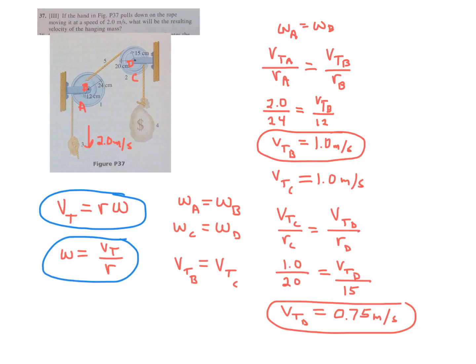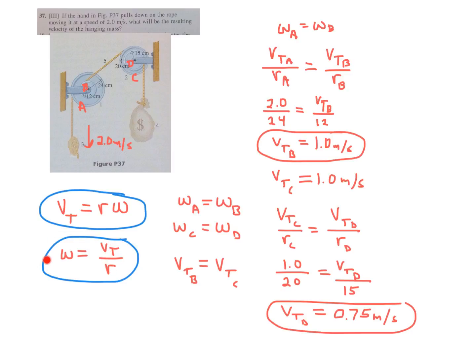Day 68, page 272, rotational kinematics, problem 37. Over here in blue, I have the basic equation that the tangential velocity is equal to the radius times the rotational velocity. And if I rearrange that equation, this is the same equation rearranged. I have omega, the rotational velocity, is the tangential velocity divided by r.